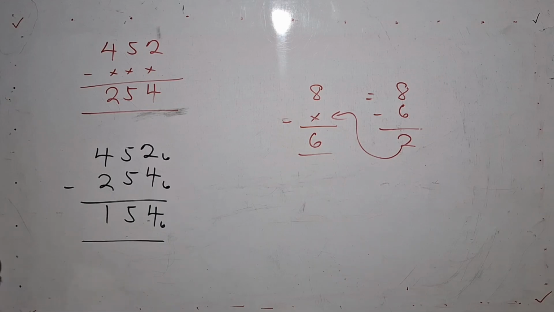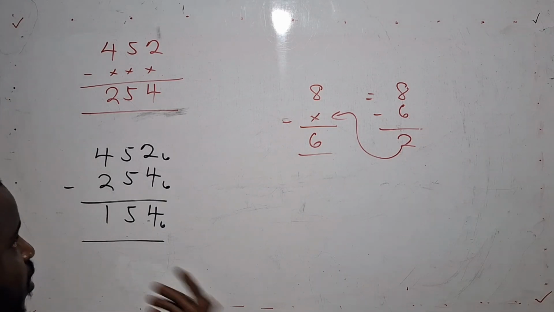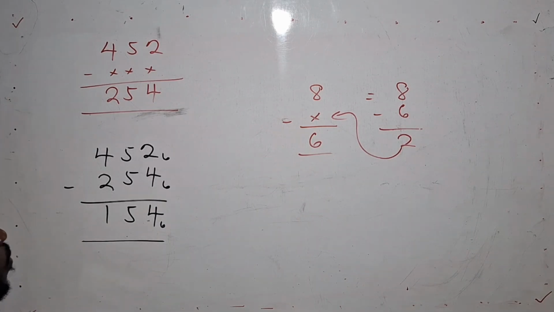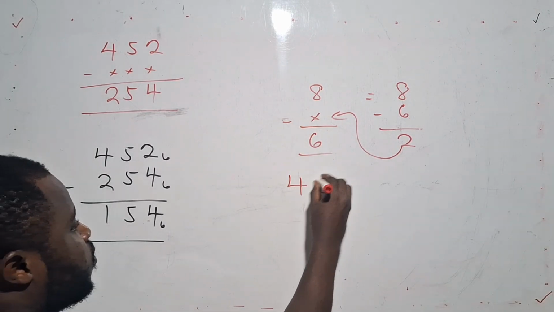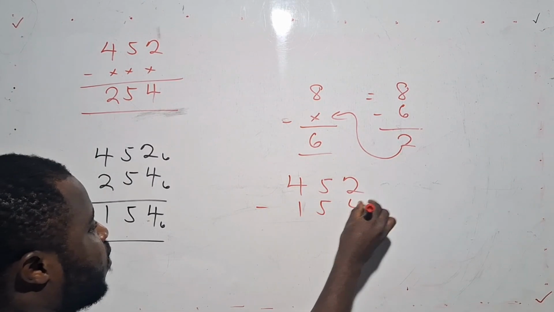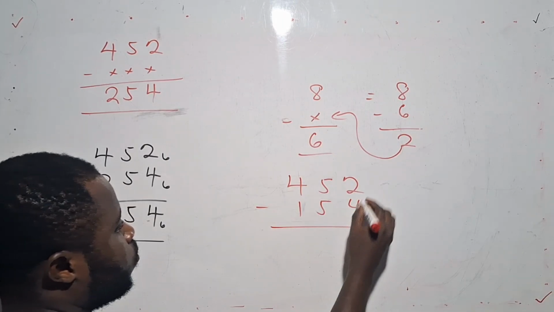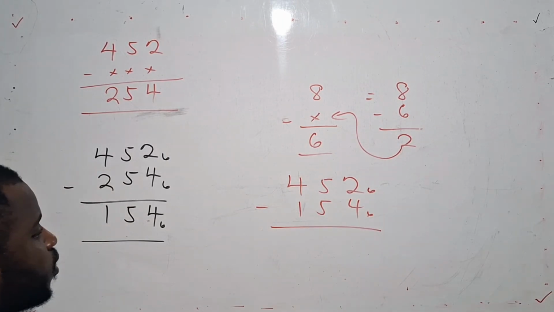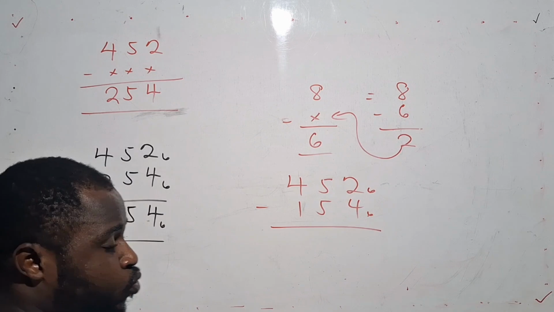154 base 6. How do we know this answer is correct? Now let's look at something. So let me replace it. 452 minus 154 base 6. The answer I've gotten, let me see. In math, you need to prove your answer.